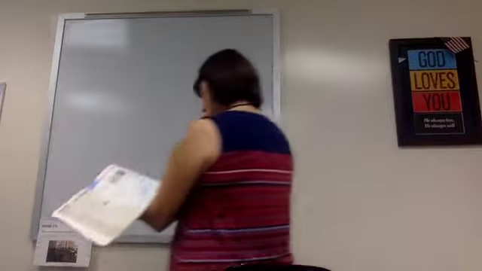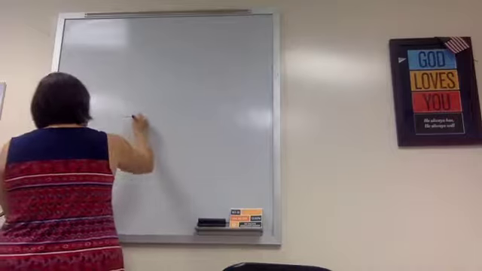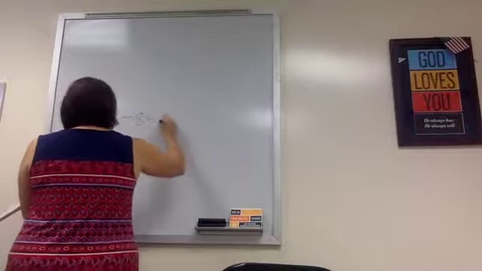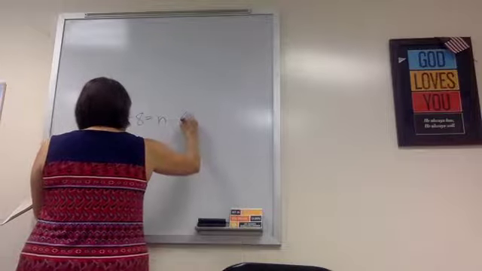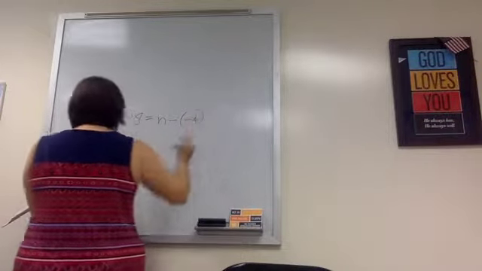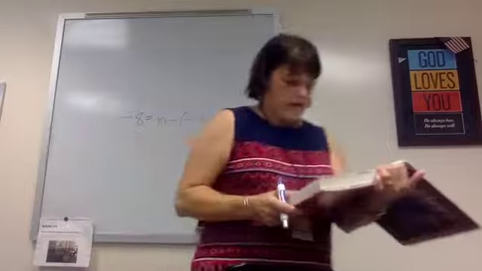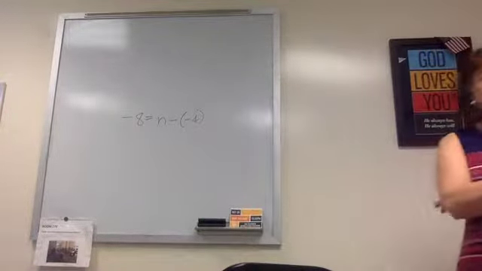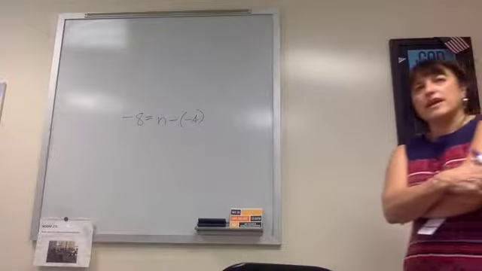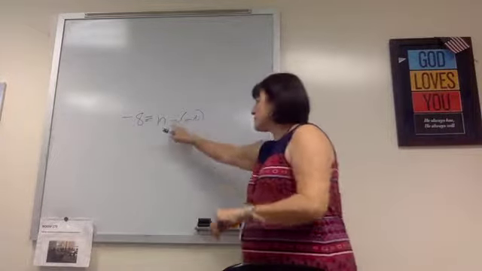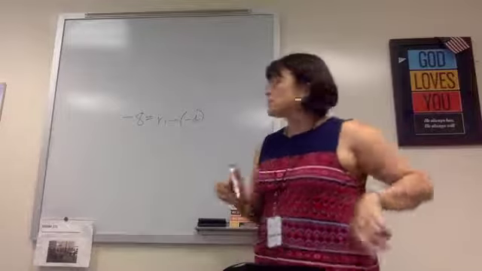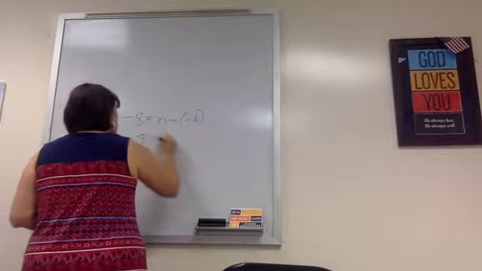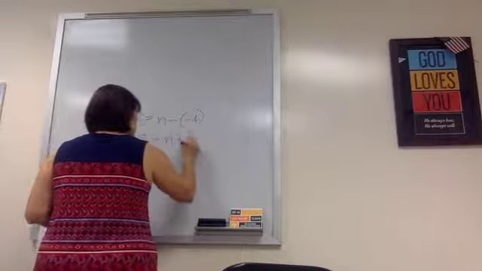Let's see if I can write it down right this time. Negative 8 equals n minus the minus 4. Okay. Well, in this one, we want to simplify it a little bit first. Why do we want to simplify it first? Yeah, Hallie. Because there's two subtractions. Yeah, so what should I simplify it into? And add. Yeah, so I was saying negative 8 equals n plus 4.